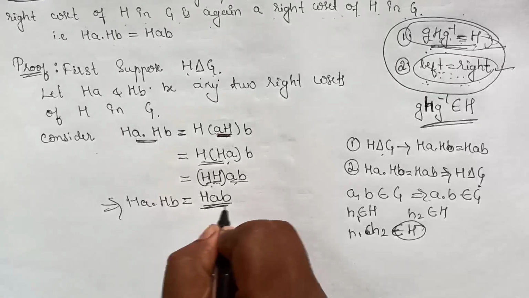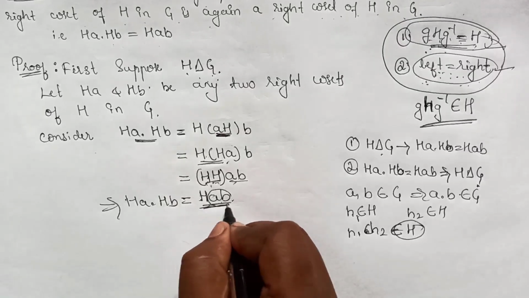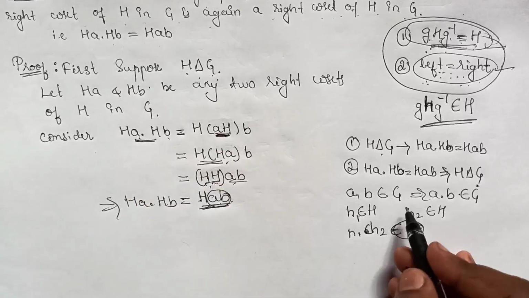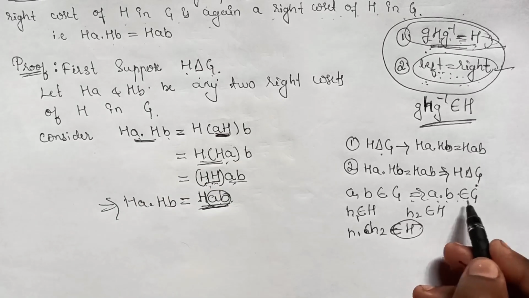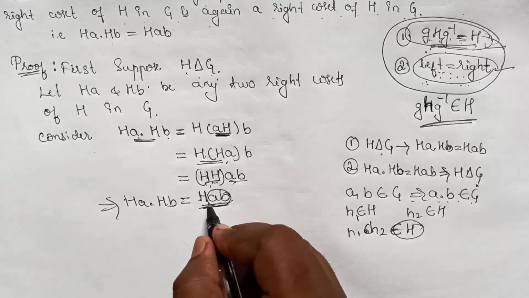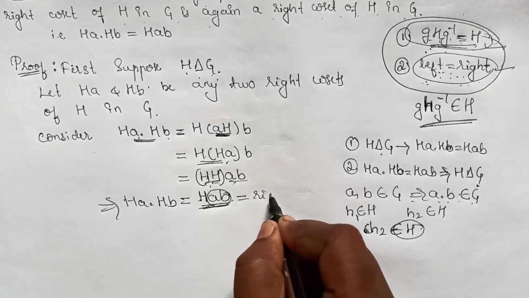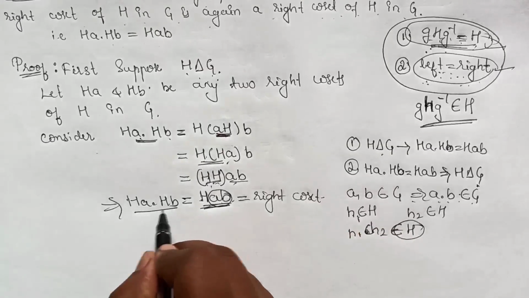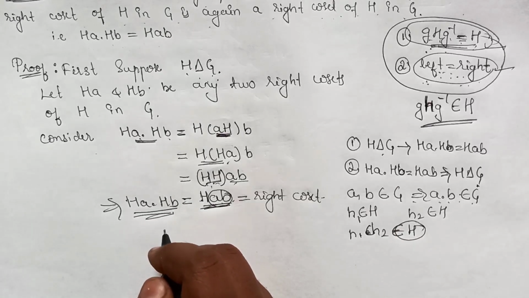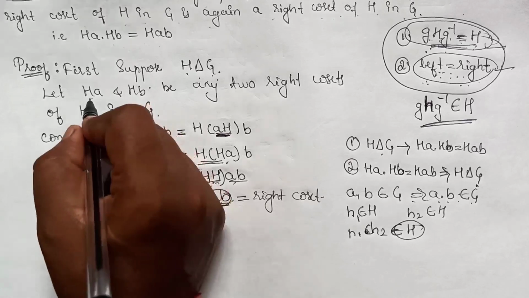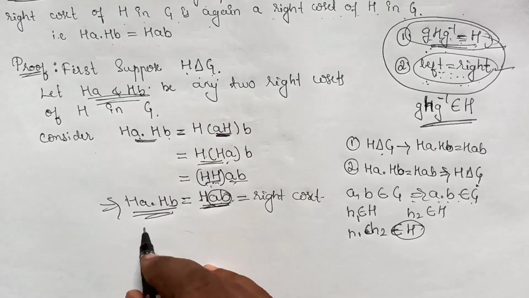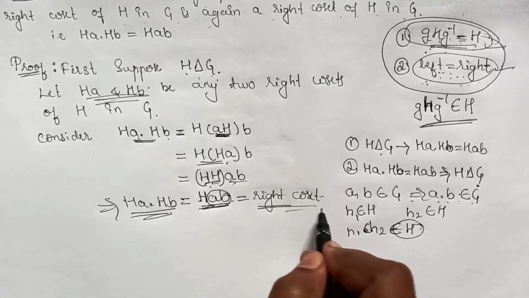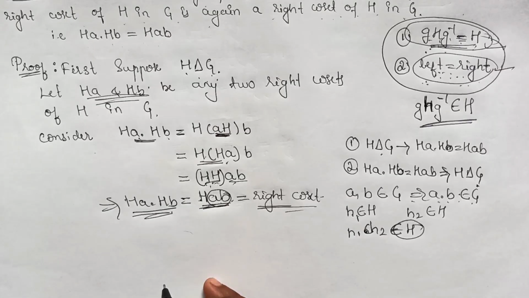So what this indicates, HA and HB means AB is also an element, because A and B are elements of G by the closure property. A dot B is also an element of G. Therefore this is again a right coset. Therefore, the product of any two right cosets, this is just a representation, you may consider any two right cosets, then you will get again a right coset. So this is the first part.